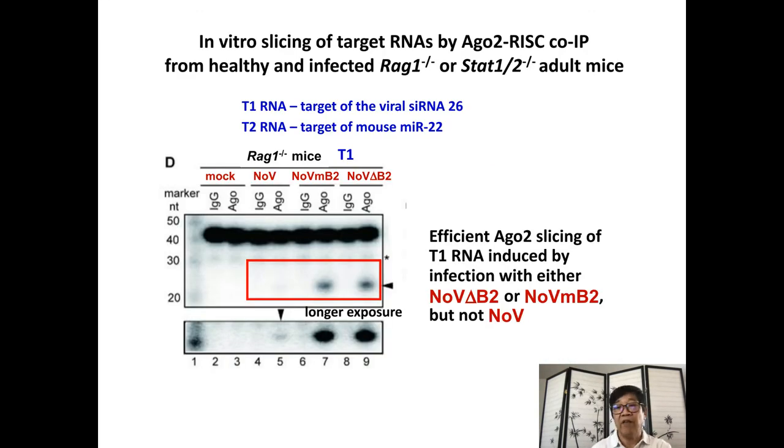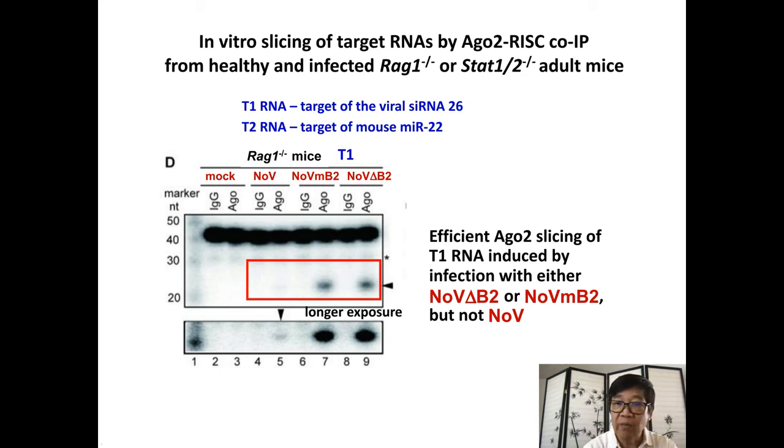This is very different from the study using artificial long double-strand RNA to induce RNA interference. So we then compared RNA slicing by Argonaute complexes purified from RAG1 knockout mice or STAT1, STAT2 knockout mice.